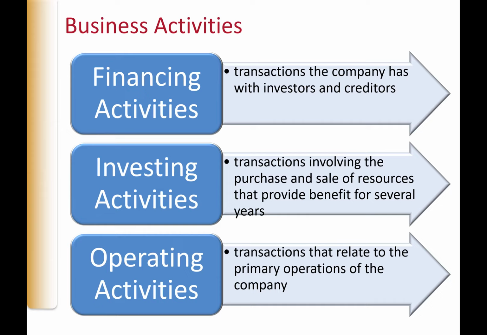Financing activities relate to any transactions the company conducts with investors and creditors. So when a company borrows money from a bank or pays the money back to the bank, that's going to be a financing activity. Or when a company receives money from investors in the form of stock, they receive cash in exchange for stock, that would be a financing activity. Investing activities only involve the purchase and sale of resources. That's it. And then operating activities would be everything else.